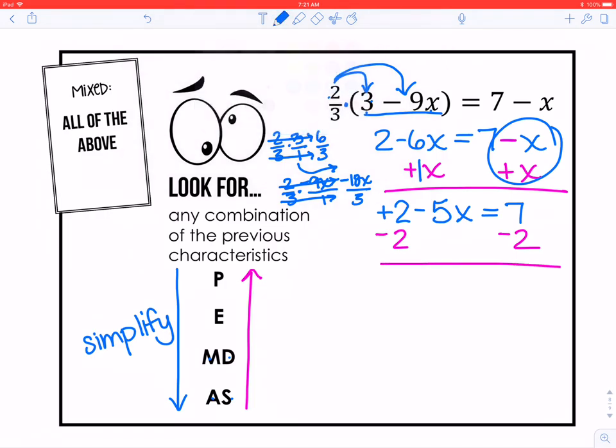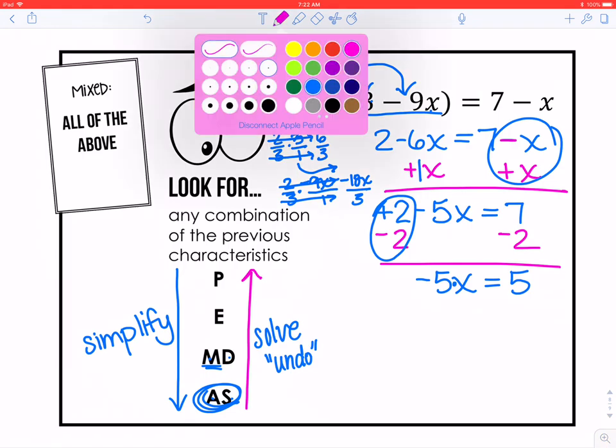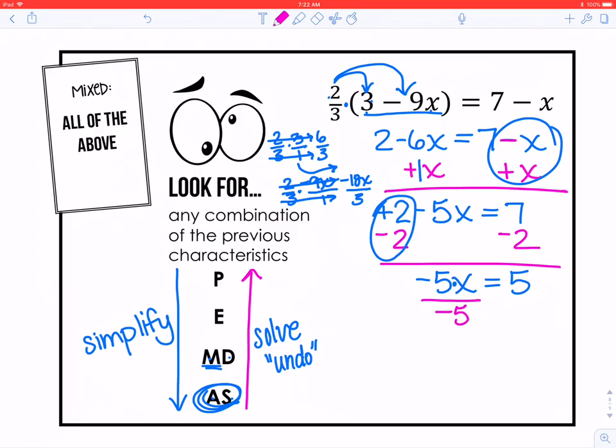So now let's see what we have. 0 plus a negative 5x is equal to 7 minus 2 is 5. Last piece to undo would be our multiplication. So we took care of a lot of addition and subtraction. Now we're moving on up our ladder because on this side we're solving. So this is where we undo in reverse. So undoing multiplication. Inverse for multiplication is division. Divide by negative 5, divide by negative 5. So x is equal to negative 1.